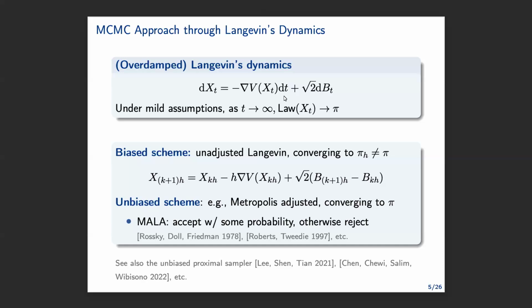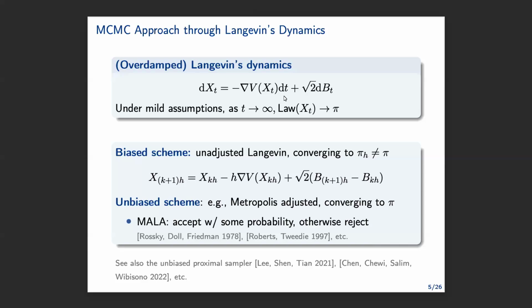And the simplest way to do this is just by Euler-Maruyama, which means we use forward Euler for the drift part, and we add the square root of 2 times the Gaussian noise with correct covariance. It's well known that this scheme is biased, meaning that even if you run k to infinity, it will converge to some stationary distribution pi h that will not be equal to pi. So there will be some discretization errors intrinsic to the scheme.